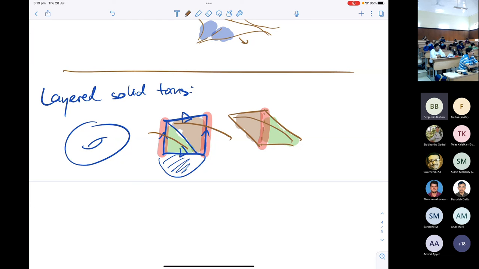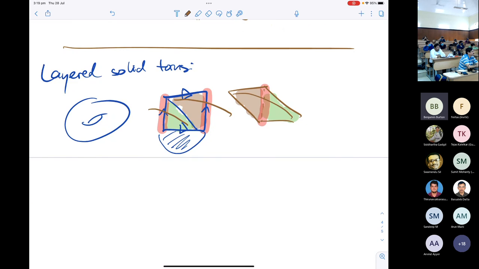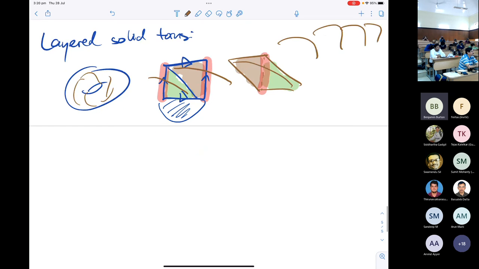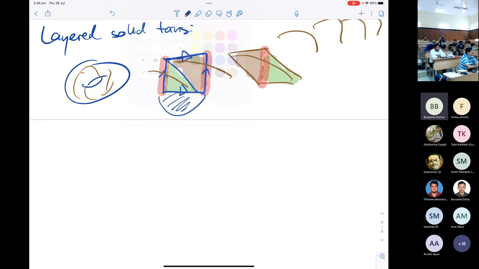And the result is you still have a solid torus, but now the edges are following different curves on the boundary. And you can keep doing this and layering and layering until you get a much larger solid torus where the boundary curves sort of follow all these crazy patterns around the boundary torus. So that's how you build a solid torus. One way you can build a lens space.